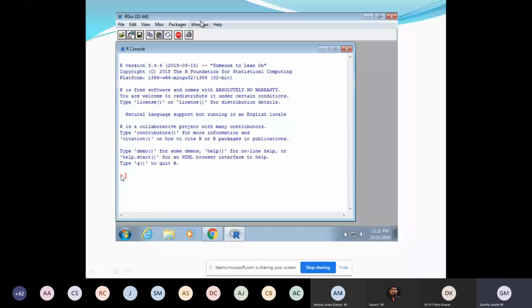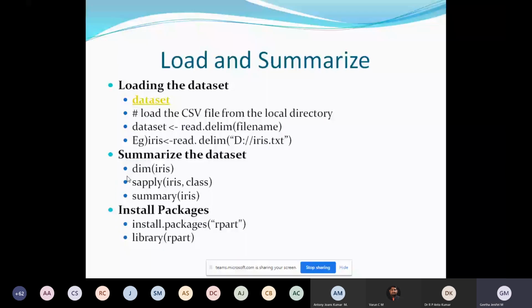Here one red color prompt is there. This is the space to type your commands. Then, how to load and summarize the data set?